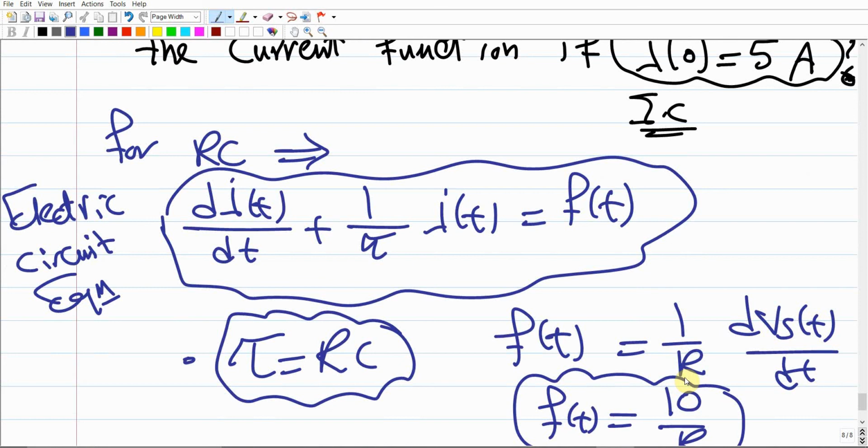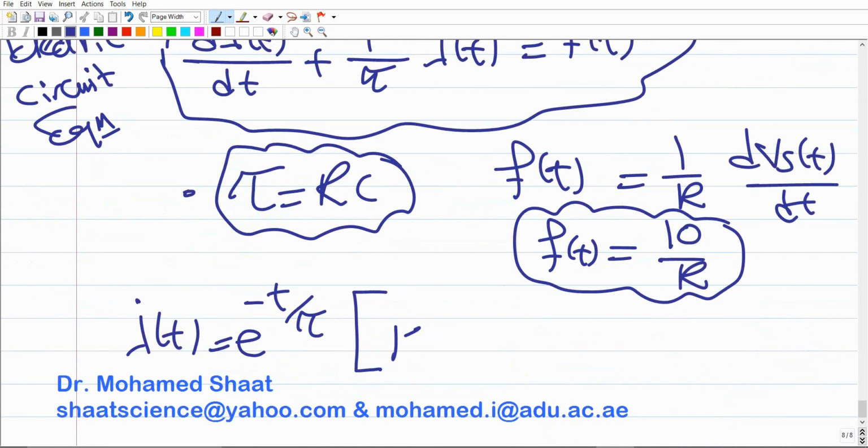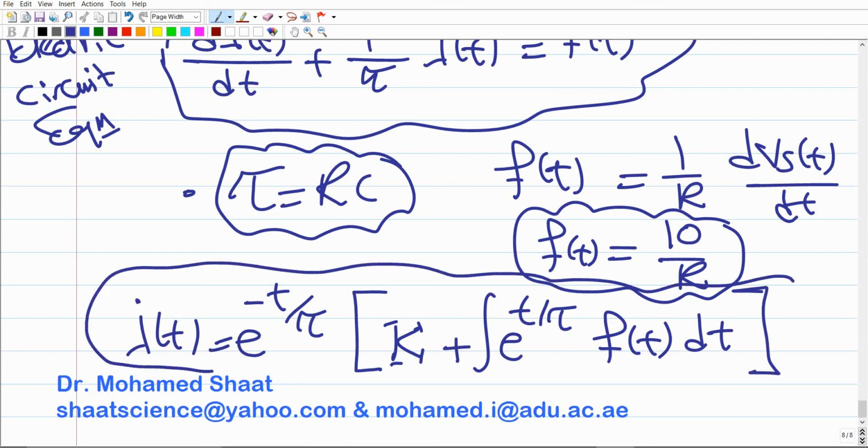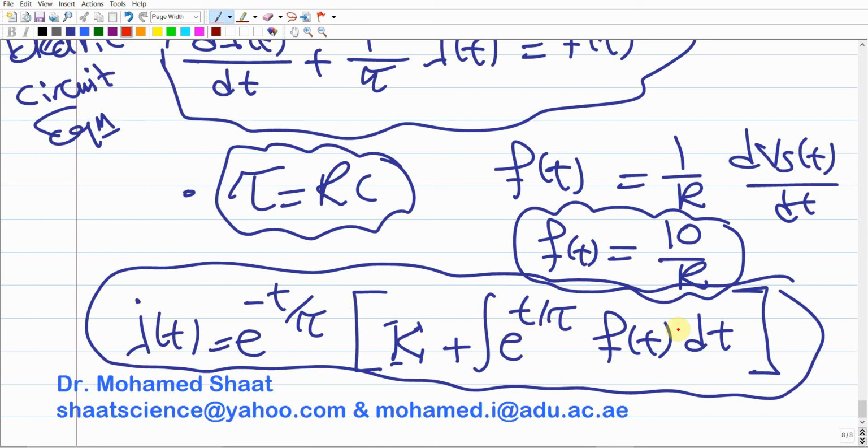So the total current I(t), according to this equation, is e to the negative t over tau times K, which is just a constant that we have to find using the initial condition, as I'm going to show you, plus the integration of e to the power t over tau times f(t) dt. You have to memorize this expression. This is the expression that we derived for the total current. Then your objective is just to plug the values for tau and f(t) into this expression.